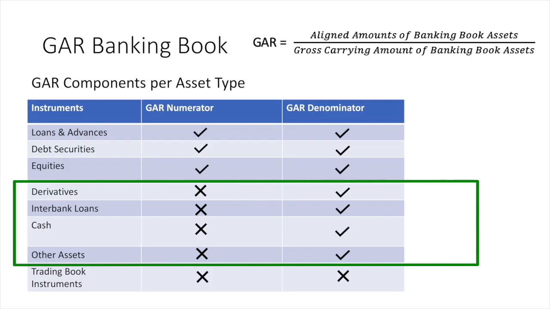This is because they are not treated as financing instruments for an asset or economic activity. Such items include derivatives, cash, and other assets such as goodwill or commodities. These three categories will only be reported in the denominator of the GAR ratio.